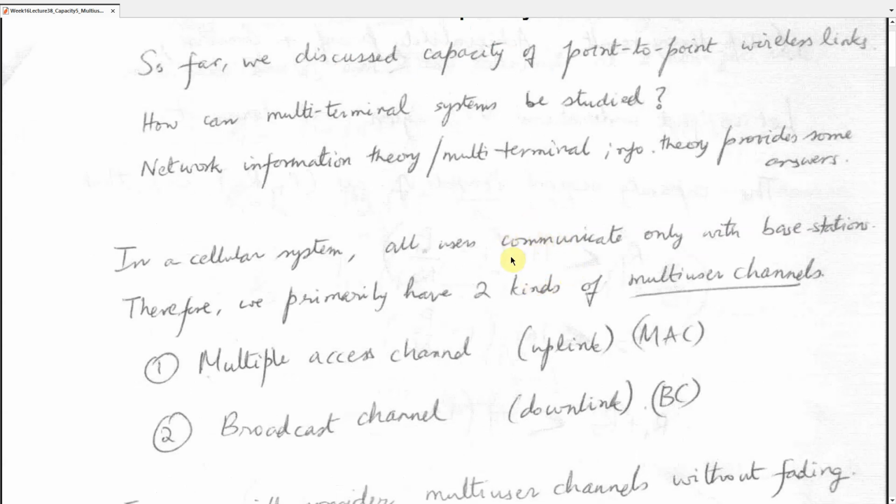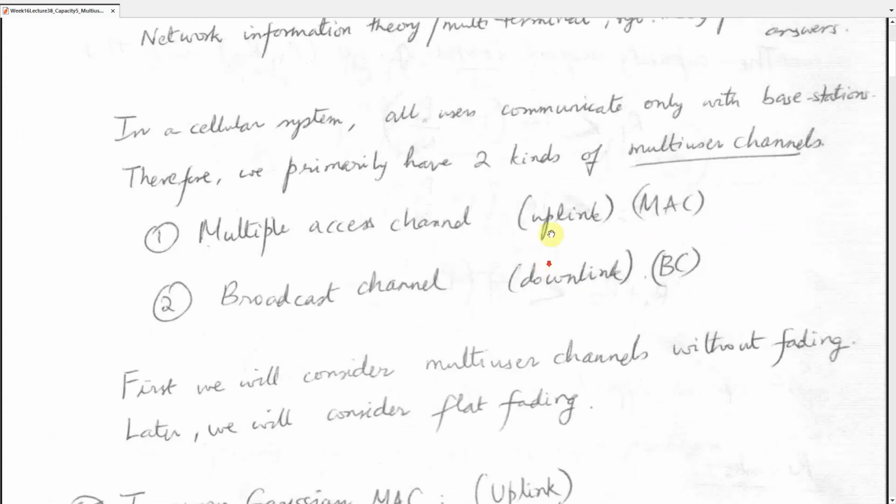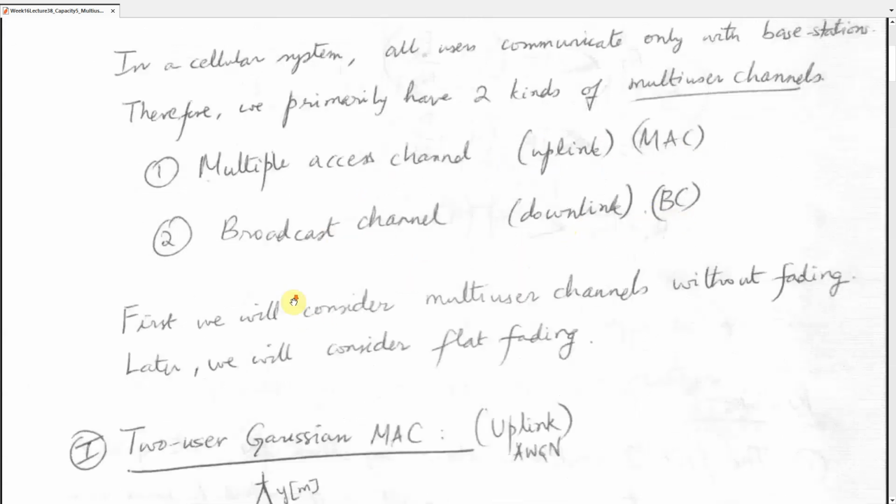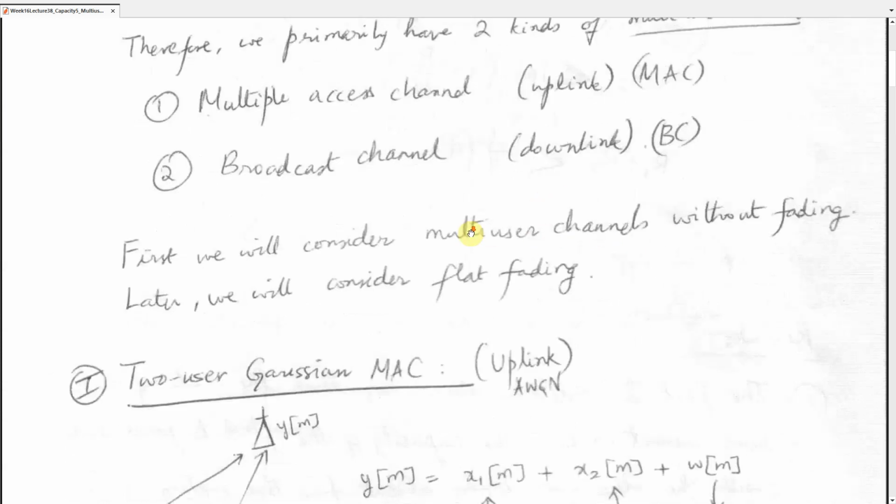In cellular systems, all users communicate only with base stations. So therefore, we primarily have two kinds of multi-terminal or multi-user channels. One is called the multiple access channel, MAC, which is the uplink. The other one is the broadcast channel, in which we have communication in the downlink. The base station broadcasts data to all the users. It is called the downlink or BC channel.